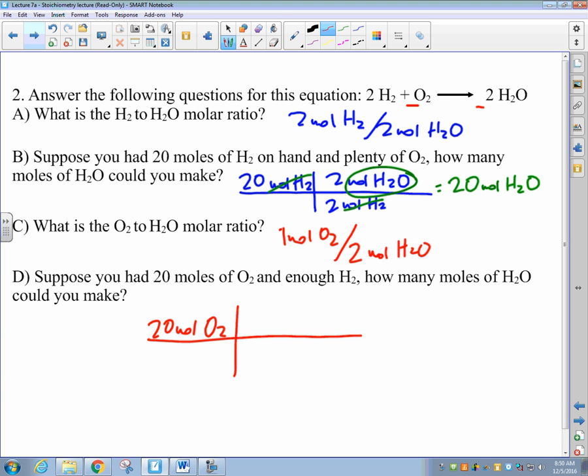Okay, now, the answer should be 40 given our logic, right? Because if we have 20 moles of oxygen, and we know that for every 1 mole of oxygen we produce 2 moles of water, we should be able to produce double the amount of water in comparison to how much oxygen we actually had, right?